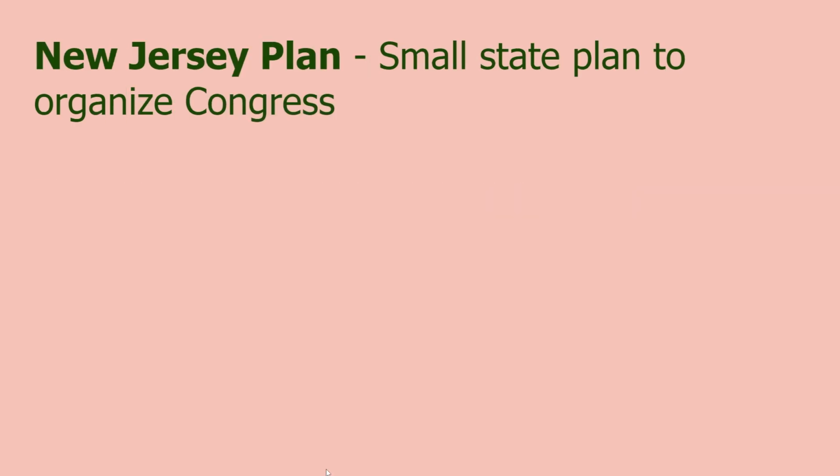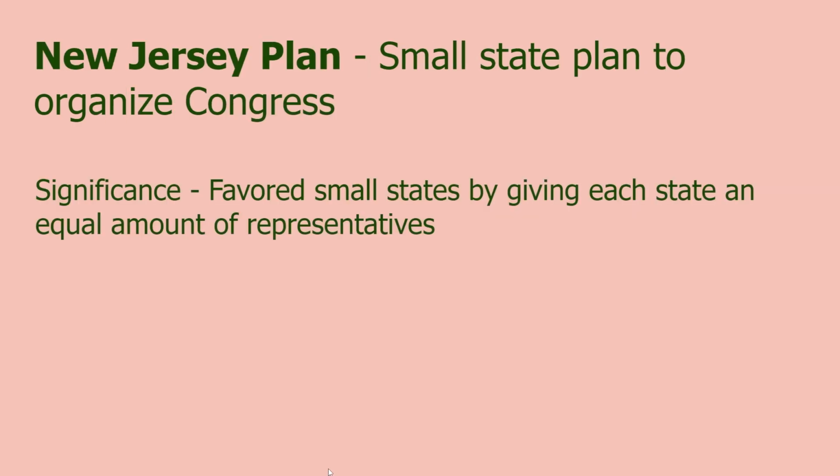New Jersey Plan, small state plan to organize Congress. Favored small states by giving each state an equal amount of representatives. So the small states like this more because they would be on an equal playing field in terms of representation with the massive states. There are some more nuances to the Virginia Plan and New Jersey Plan, but these are probably the most important details.